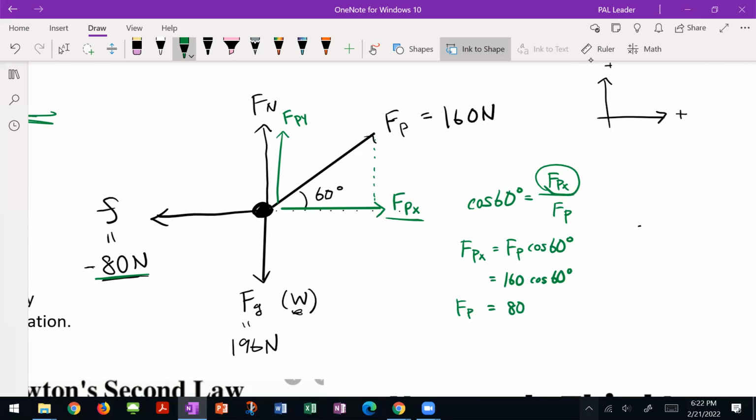So this is 80. What does that tell us? That tells us that horizontally, we have equal forces pulling on this mass. It's pulling 80 to the right and 80 to the left. That means when we're not moving, is what we're saying.